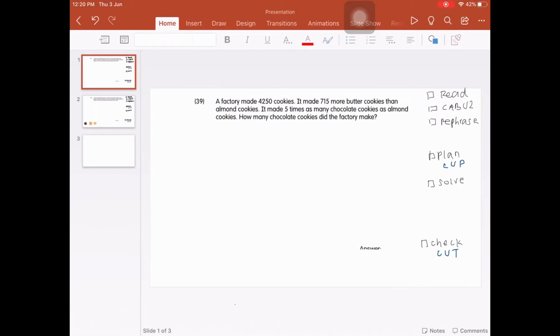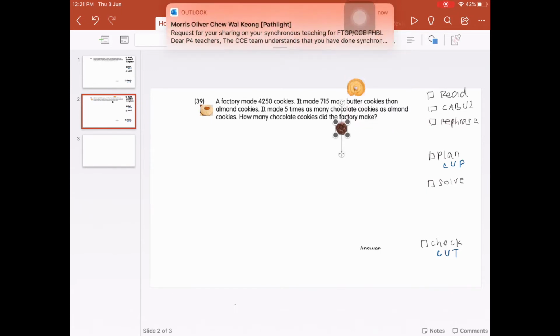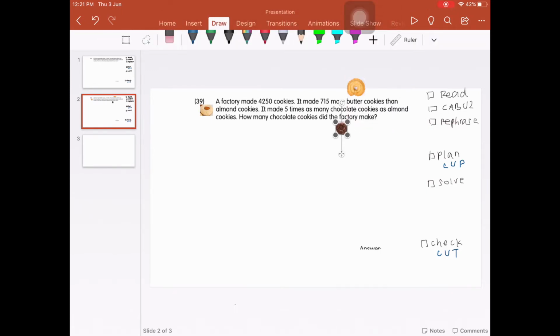Now, let's look. A factory made 4,250 cookies altogether. It made 715 more butter cookies. So the butter cookies is more than the almond cookies. It made 5 times as many chocolate cookies as almond cookies. Now, let's do CAP U2. We are done with reading, so let's do CAP U2 now.